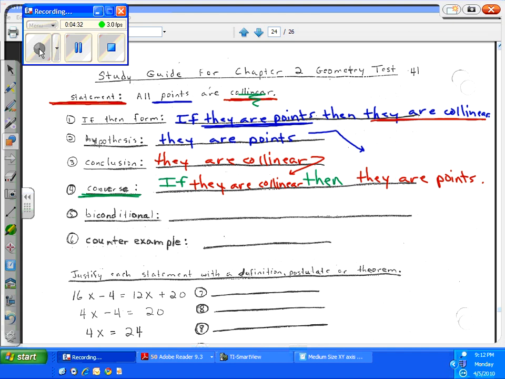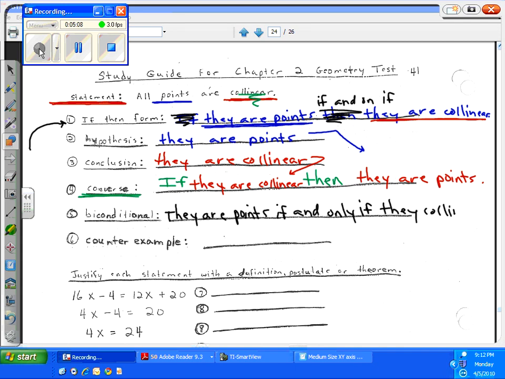To write a biconditional, we would go back to the original if-then form. We would drop the if and drop the then and put if and only if where the then was. So it would become they are points if and only if they are collinear.